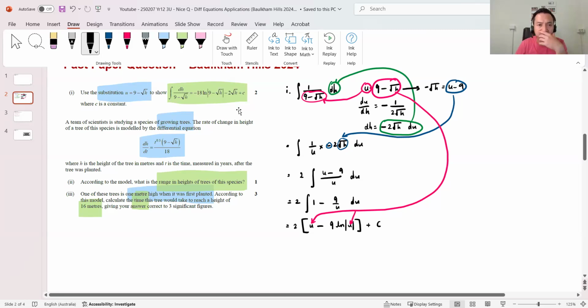Have I done something wrong? There's a negative in front of my u there.